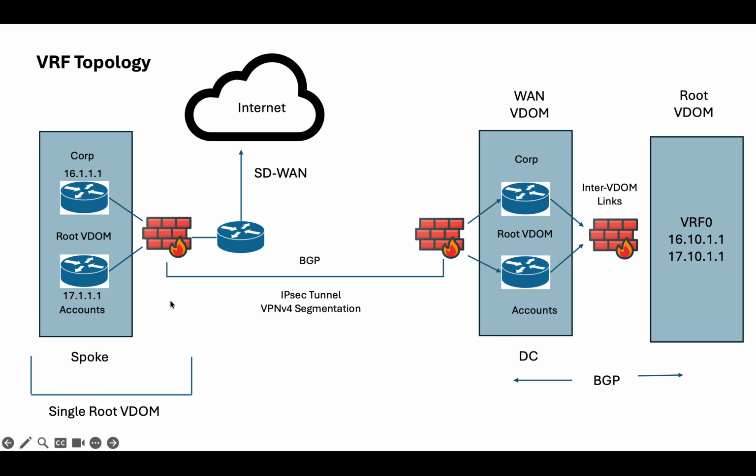Now, where this differs from the original one is that here I'm using a single VDOM on this side. So I've still got the micro-segmentation using the VRFs, but instead of using a WAN VDOM, I'm going to use a third VRF to emulate that WAN VDOM. I'm still going to use inter-VDOM links to interconnect them, so I'm still going to create a hub and spoke routing type environment, but all within a single box, without using a VDOM.